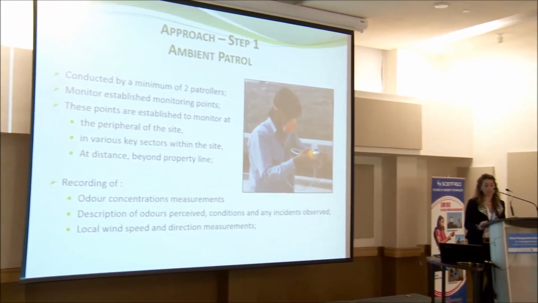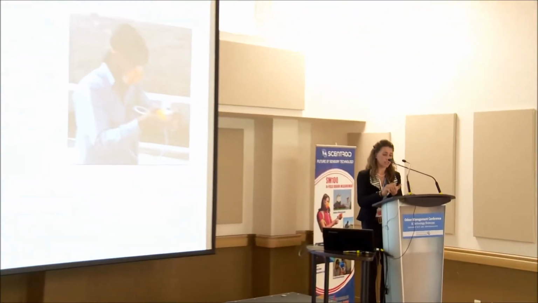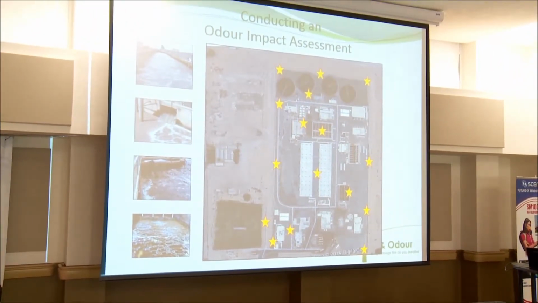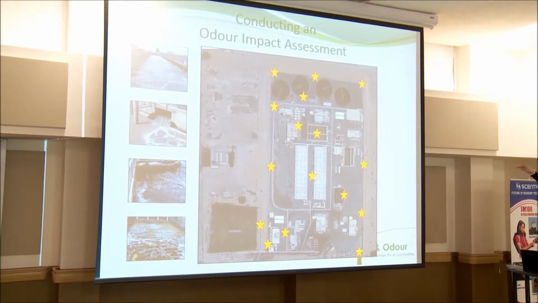Description of odor perceived. So the patrollers as well, they actually write down, okay, what's going on inside? What type of odors am I smelling? Is it gas? Is it heavy oil? Is it methane? Is it sludge? What is it? Local wind speed and direction measurements as well. So this is an idea of all the points that you can actually select. Nearby sources are the perimeters and within the source, and then just to assess, is it coming from this source or something else?